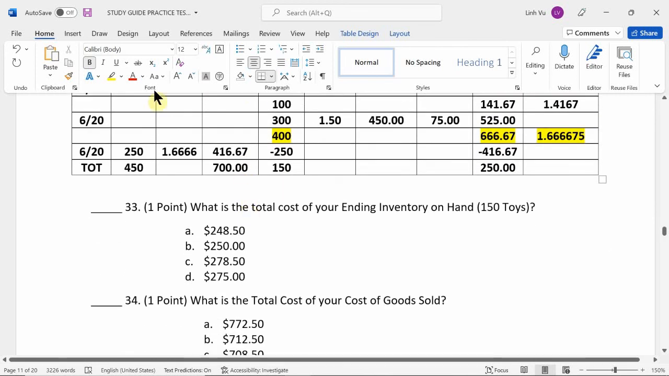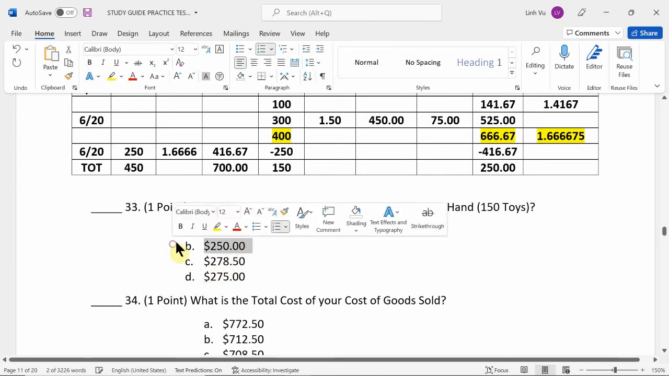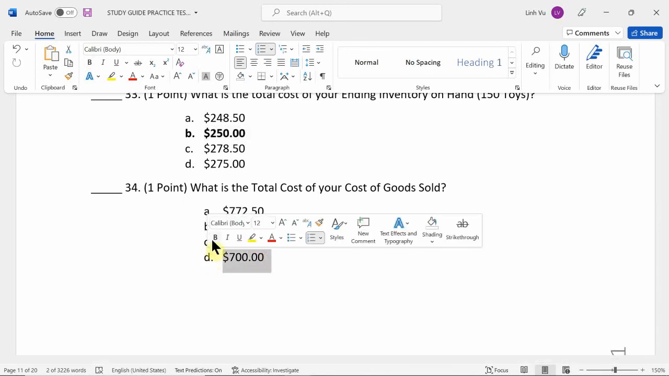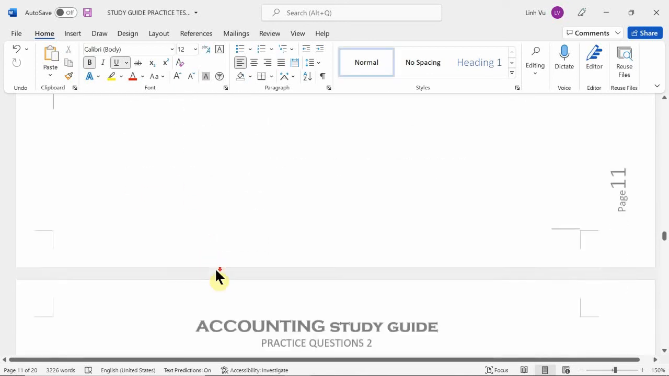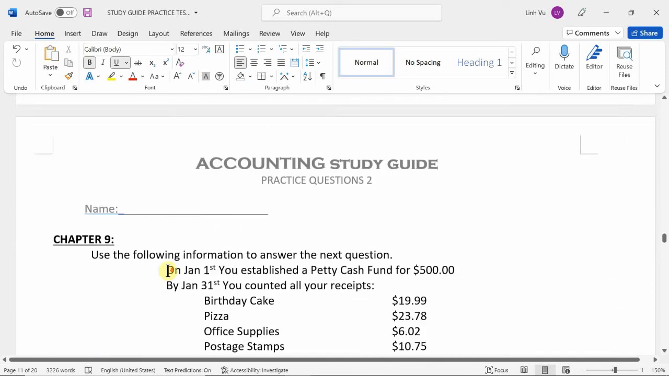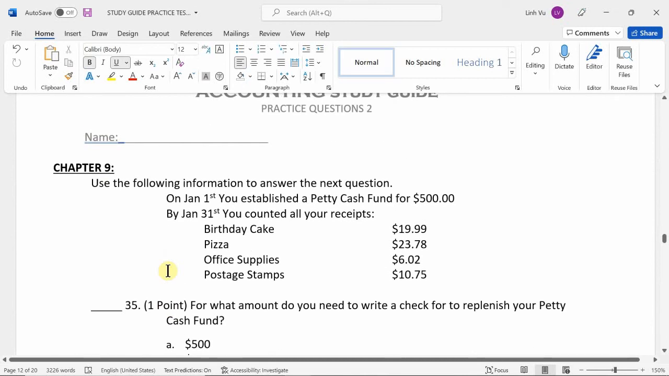So let's answer the question. What is the total cost of your ending inventory? Which in this case, 250. Okay. And what is the ending balance of your total cost of goods sold? 700. Good. Okay. All right, so that was the second method. Let's complete the third method.